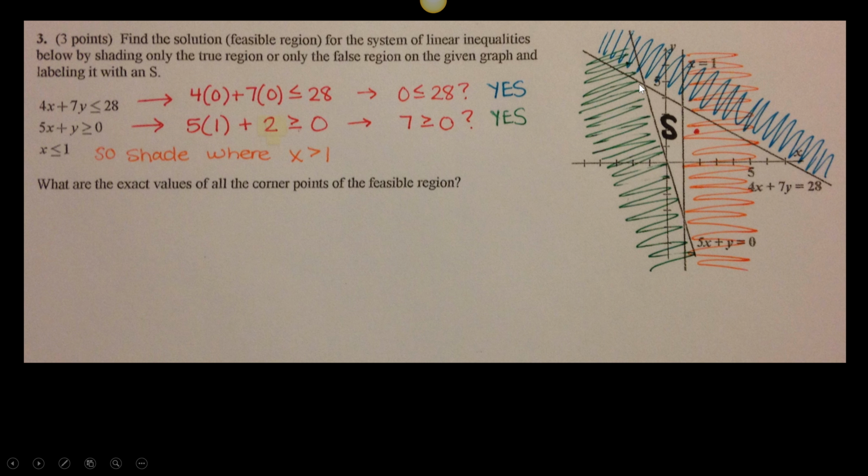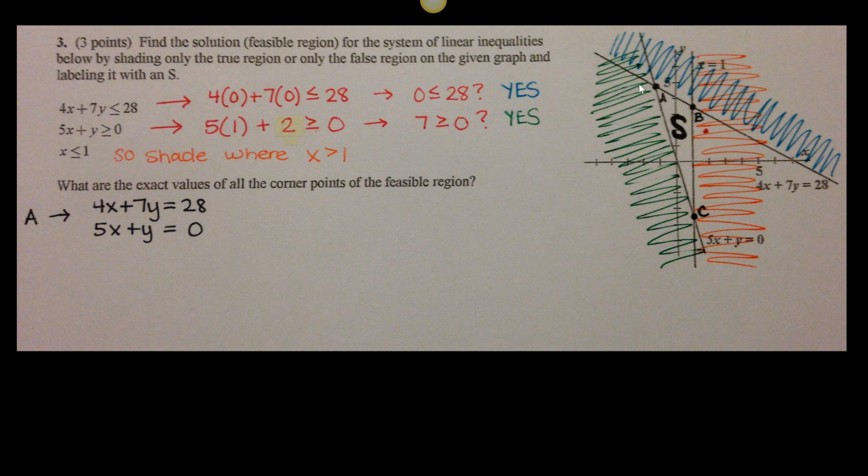The next thing you want to do is label your corner points, okay? We have 3 corner points, A, B, and C. Now you could have labeled them going the other way, that's fine. An important thing to note is that these points here and here are not corner points.